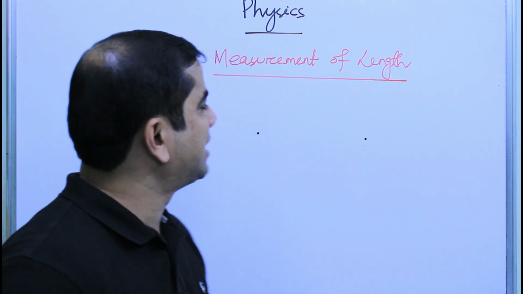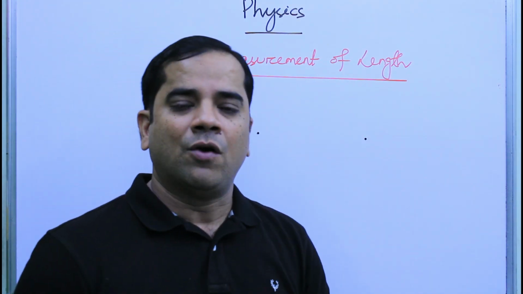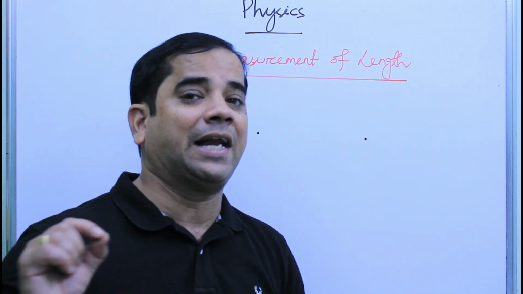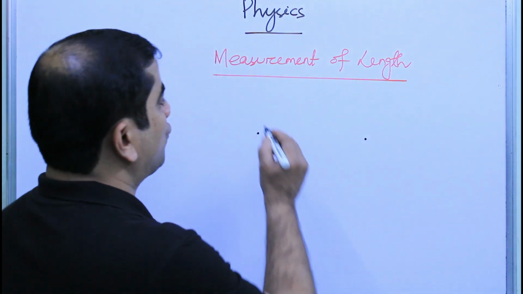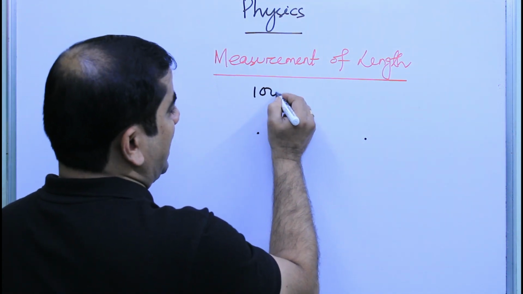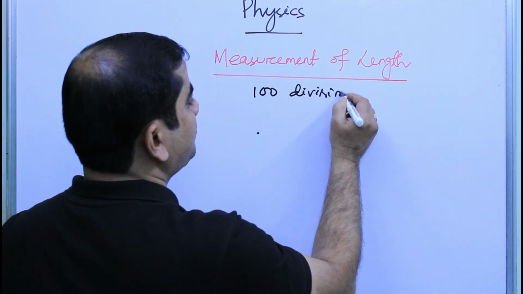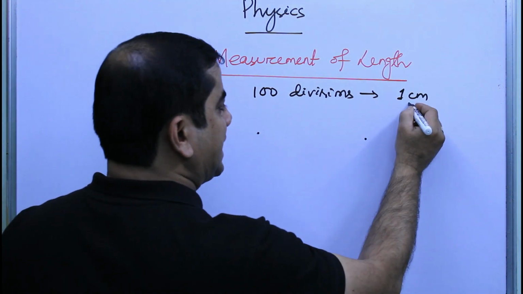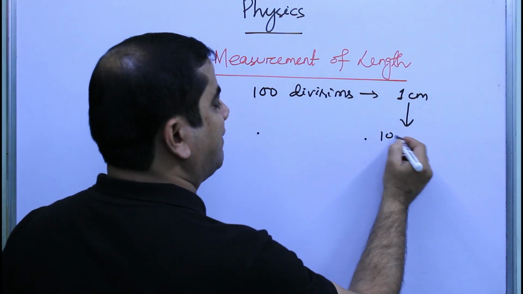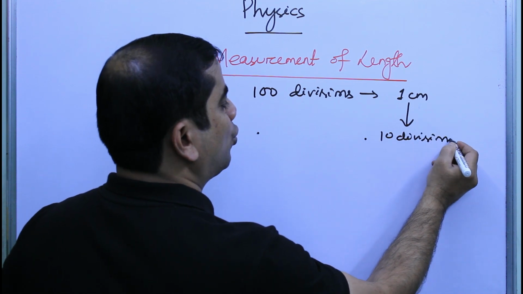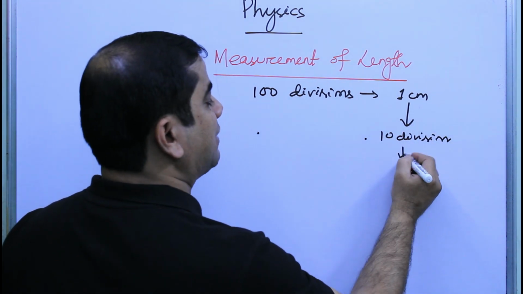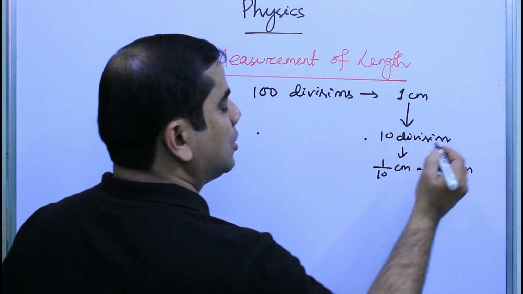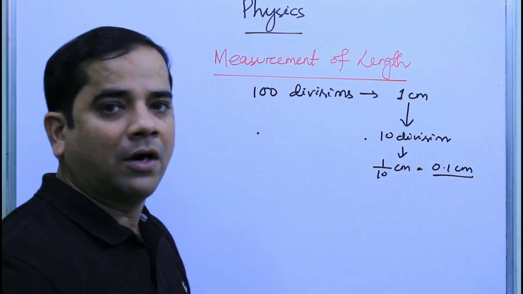Okay, students, let us now discuss the measurement of length. We know that in a meter ruler the starting point is at 0 centimeter and it ends at 100 centimeter. That means we have 100 divisions. Each division is of 1 centimeter and each centimeter is again divided into 10 divisions. So the smallest division has a value of 1 by 10 centimeter or 0.1 centimeter. So this is the least count of the ruler.